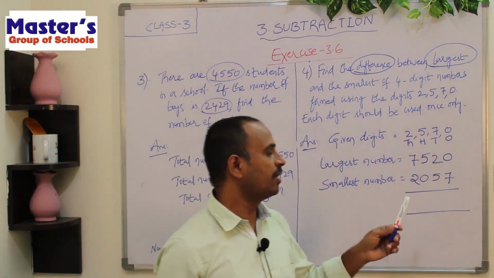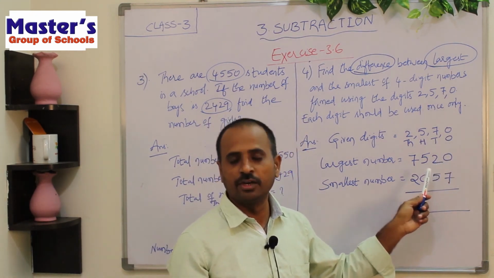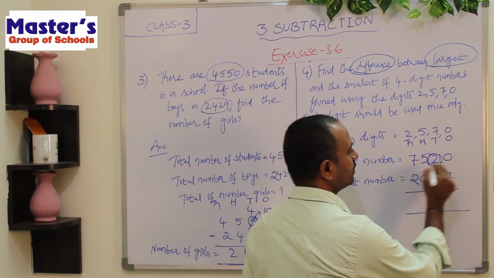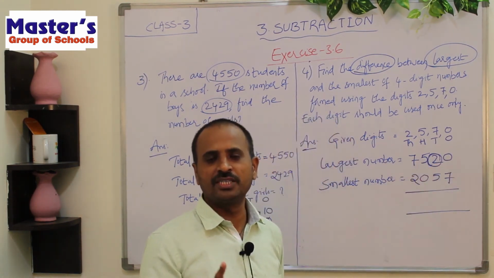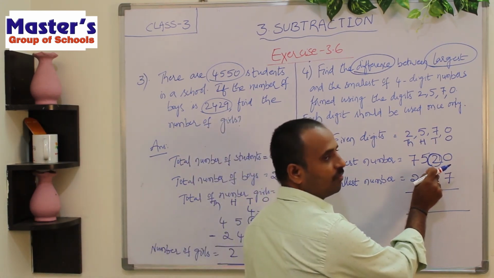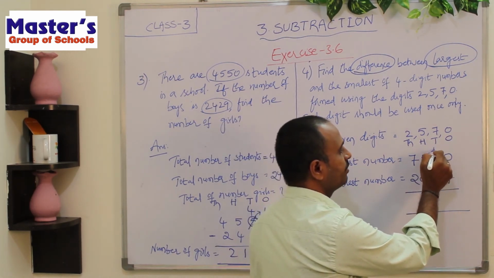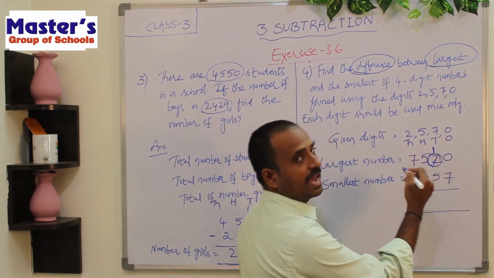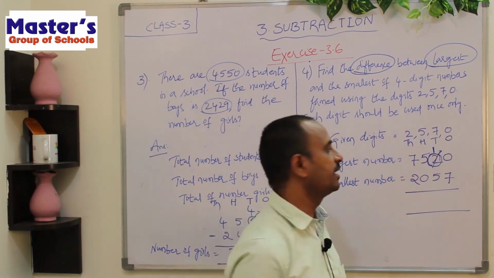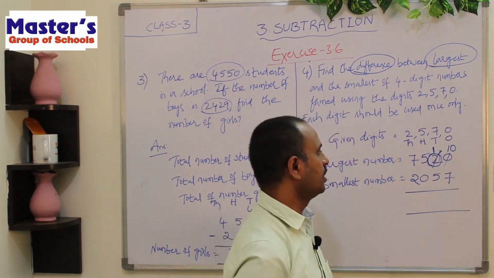Now what do we have to do? We have to borrow from its next place. What is its next place? Tens place. So borrow from the tens place. How many tens are there? There are 2 tens. Among 2 tens, borrow 1 ten. If you borrow 1 ten from these 2 tens, how many tens will remain? There will be 1 ten remaining. And if you carry the 1 ten to the ones place, then how many ones will there be? There will be 10 ones. Write 10.